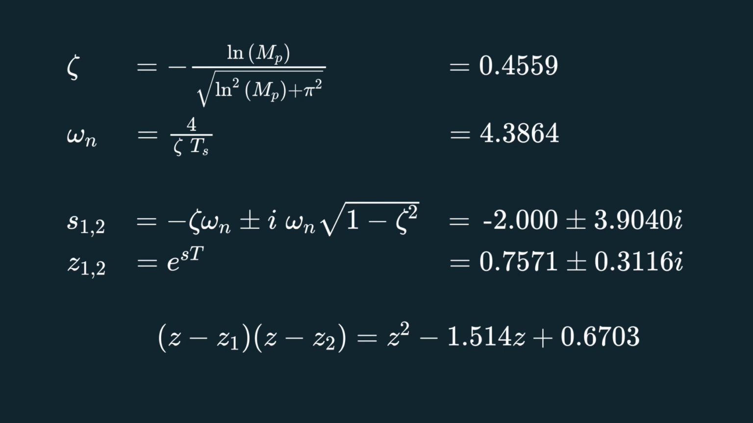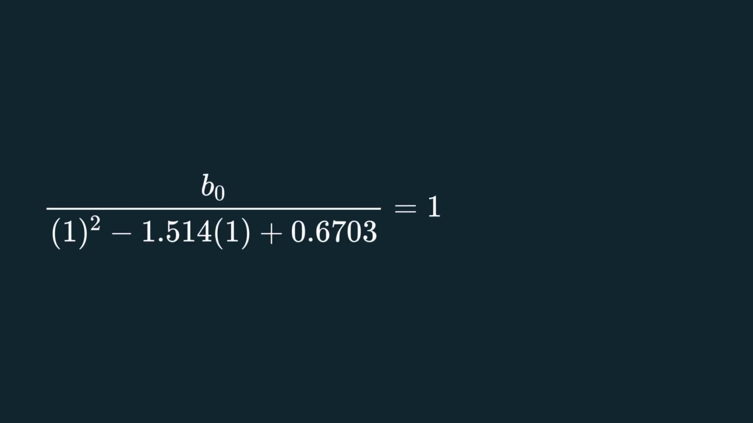Based on the final value theorem, zero steady-state error to a step input is achieved when the closed-loop transfer function is equal to 1 for z equals 1. The numerator polynomial can now be deduced.